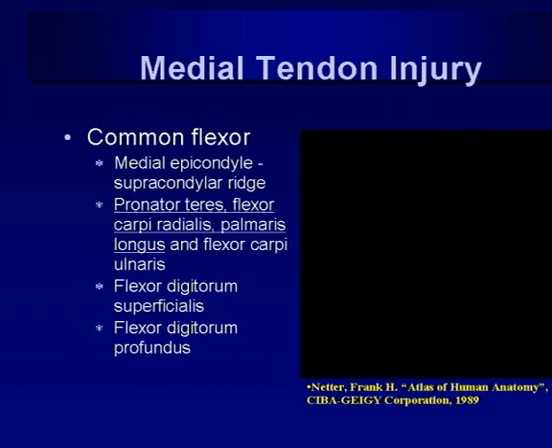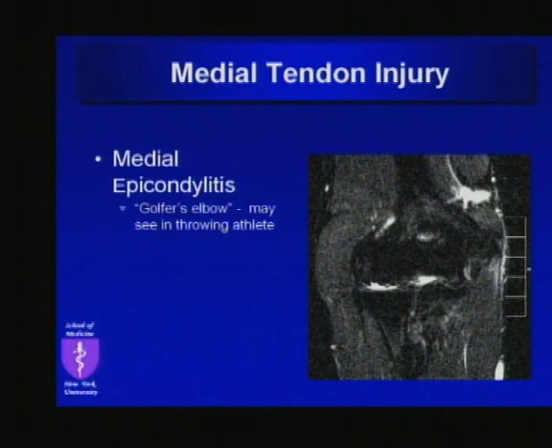Note that I have underlined here the pronator teres, flexor carpi radialis, and palmaris longus, because although it's hard to distinguish them separately, those are the ones that are most commonly involved in injury. Medial epicondylitis, commonly known as golfer's elbow as opposed to tennis elbow laterally. It's really kind of a misnomer. It's seen with many different activities, but I think we see it most frequently in the throwing athlete, and we'll discuss why in a little while.